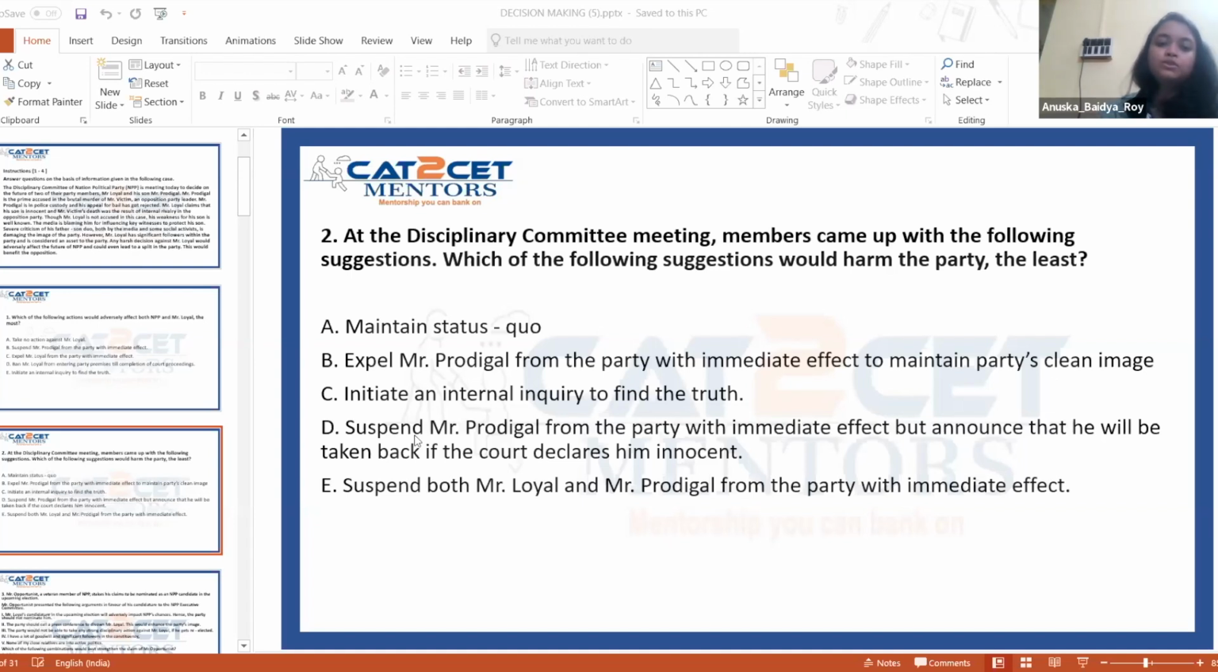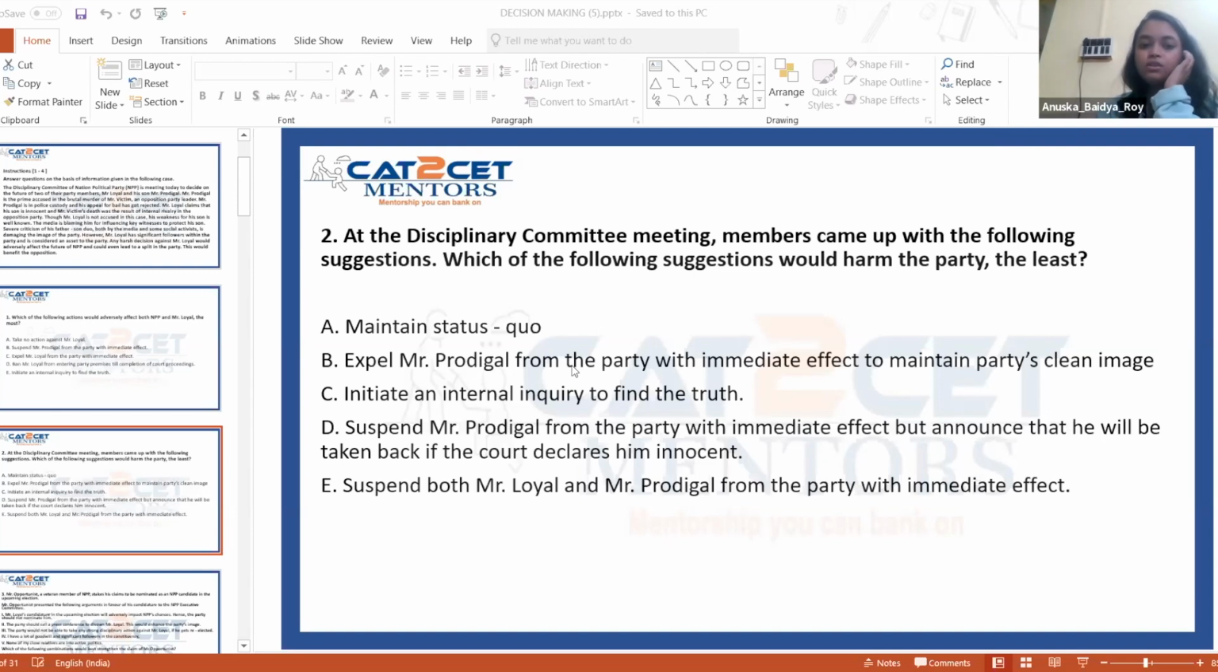Okay, let's look at D. In D, we have suspend Mr. Prodigal from the party with immediate effect, but announce that he will be taken back if the court declares him innocent. Do you see? Now, what is the party doing? Party is saying let's suspend Mr. Prodigal, but we are not permanently suspending him. Let the court proceed, and if the court declares this person innocent, we will take him back. So, on one side, the party is maintaining its image in front of the public because it is suspending Mr. Prodigal. On the other side, it is maintaining its relationship with Mr. Loyal because it has said that if he is proven innocent, he will be taken back. Do you see? So till now, what is the best possible option that you can see?